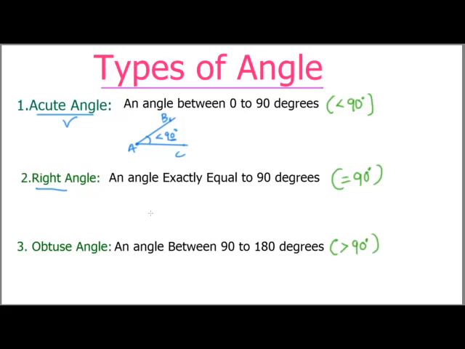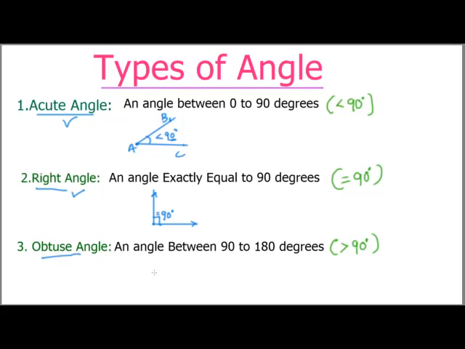Second one is right angle. Right angle means when we take two rays, they should meet with an angle of exactly 90 degrees. When we measure with the protractor, it has to show exactly 90 degrees, then it is called a right angle. Now third one is obtuse angle.